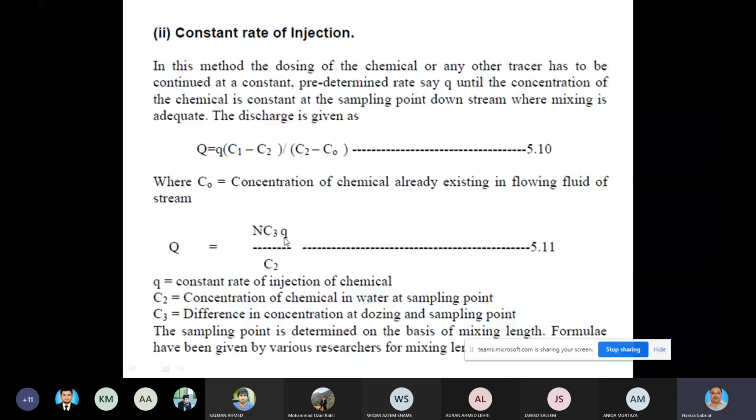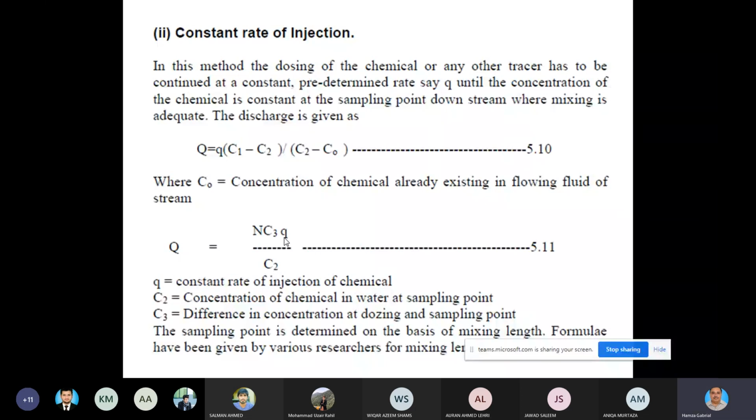So small q is the constant rate of injection of chemical as it is known to you, because we are injecting at constant rates, and C3 is the difference in concentration at dosing and sampling point, the difference of upstream and downstream concentration is the value of C3, and C2 is the concentration of chemical in water at the sampling point. So substituting the three parameters, you can find out the value of Q.